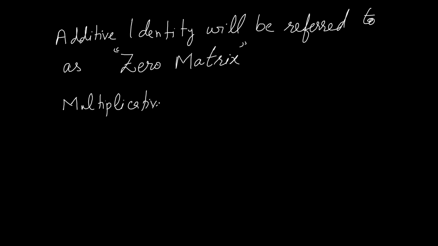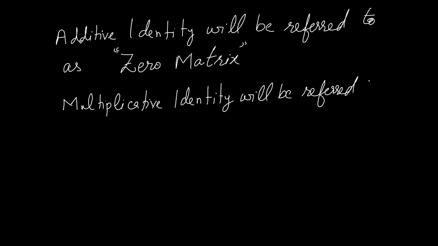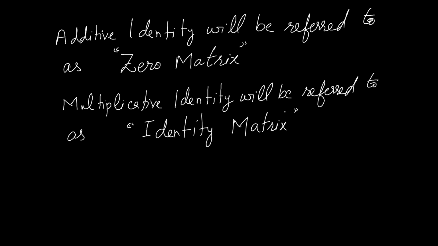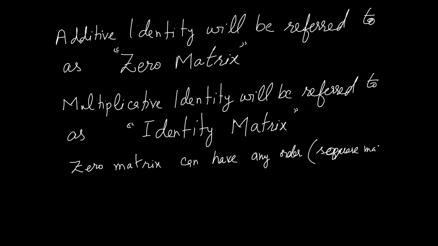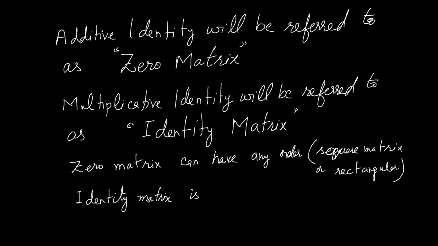Additive identity is widely referred to as the zero matrix, whereas the multiplicative identity is referred to as the identity matrix. We will also adopt this convention. When we say identity matrix, it means we are referring to the multiplicative identity. Secondly, zero matrix can have any order, square or rectangular. On the other hand, an identity matrix is always a square matrix.